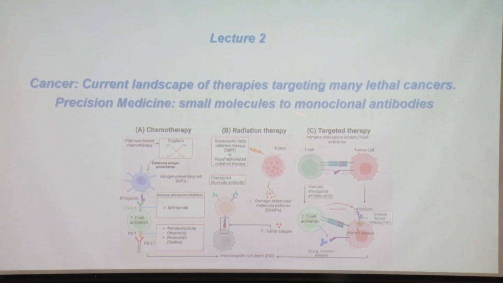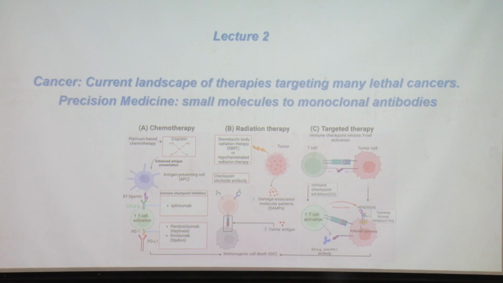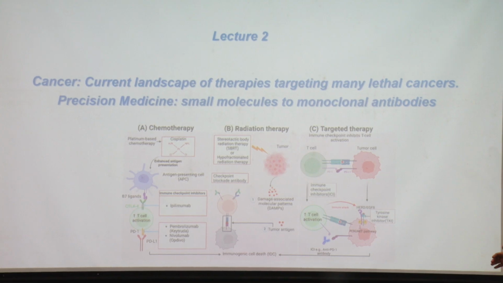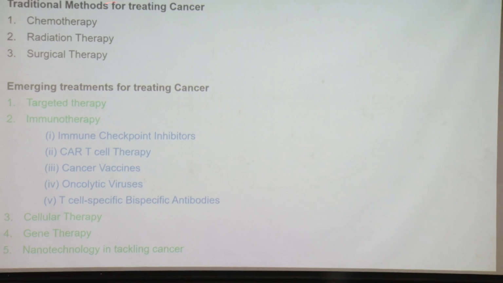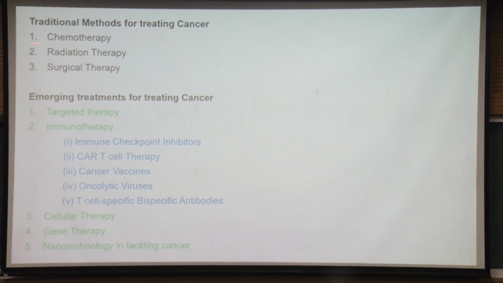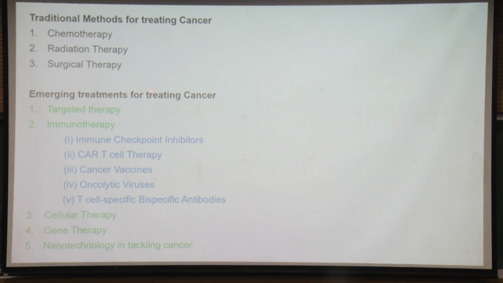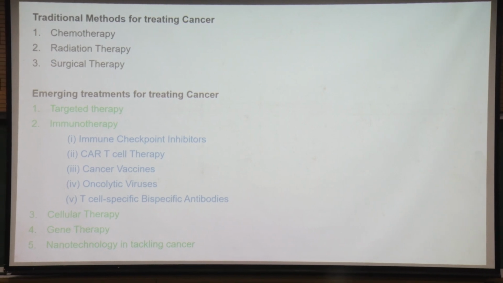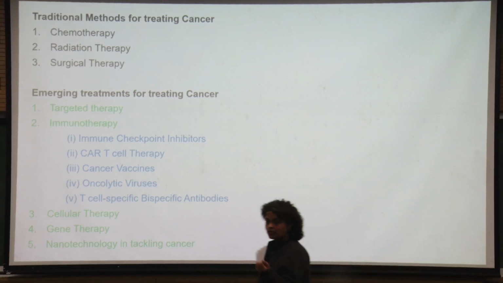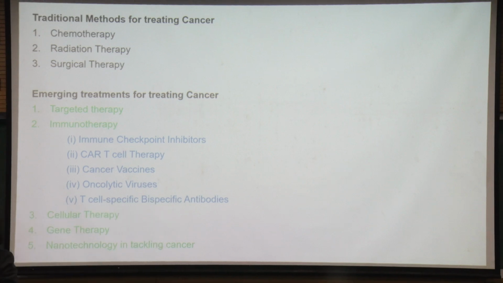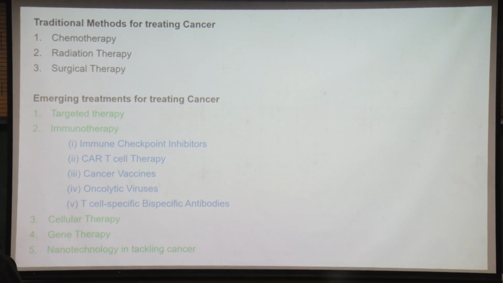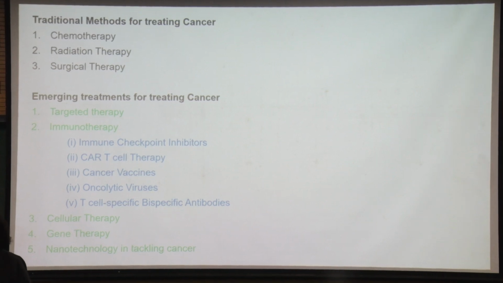And then there is targeted therapy. Targeted therapy is a big umbrella with many, many ways to target cancer, okay? So traditional methods of treating cancer are chemotherapy, radiation therapy, and surgical therapy, okay? Surgery is obviously the first thing. If a cancer is localized, the first thing you do is surgery. You just remove it. And if you are very careful in removing it, and if it has not spread out, you can basically cure cancer, okay?